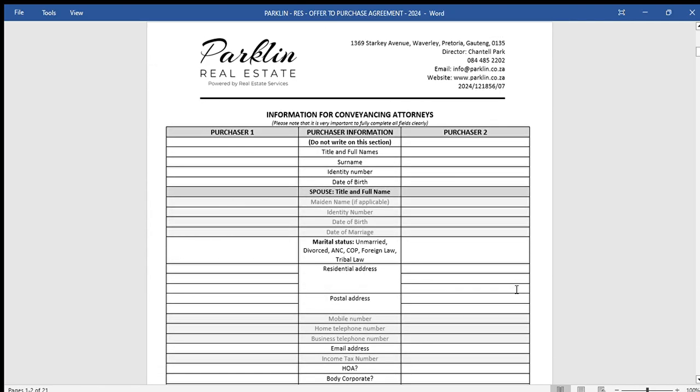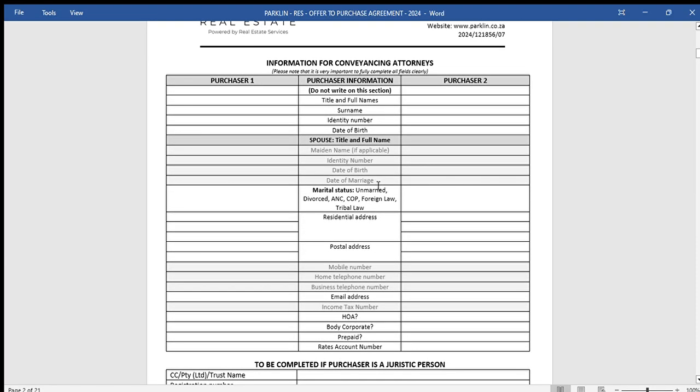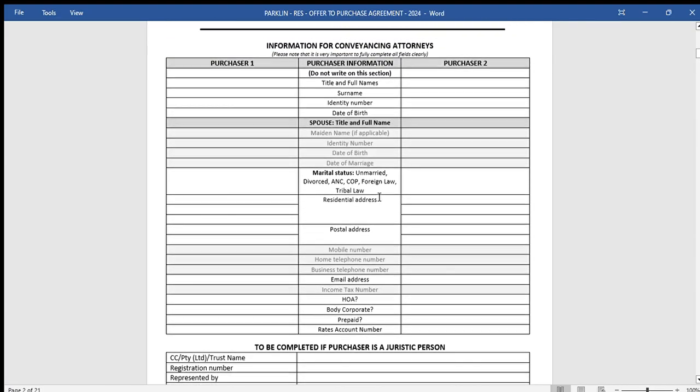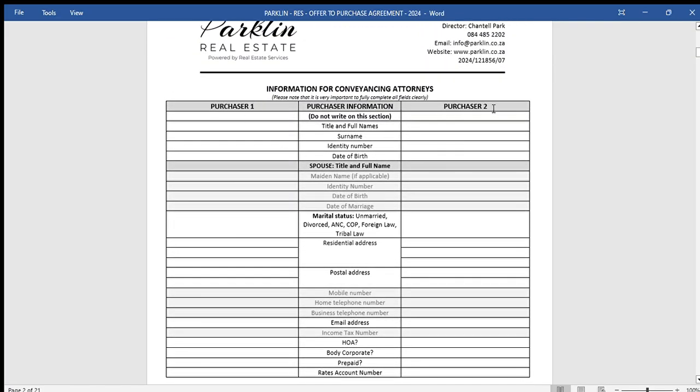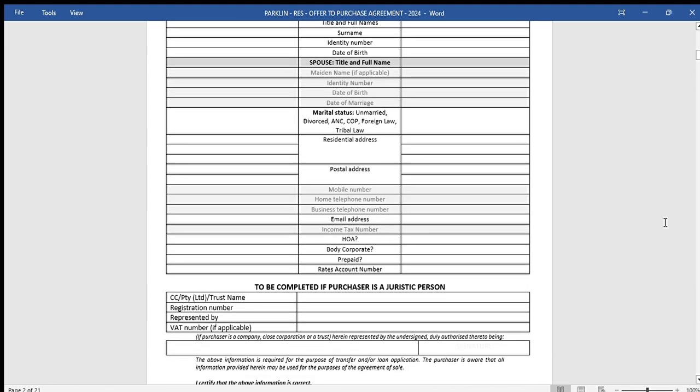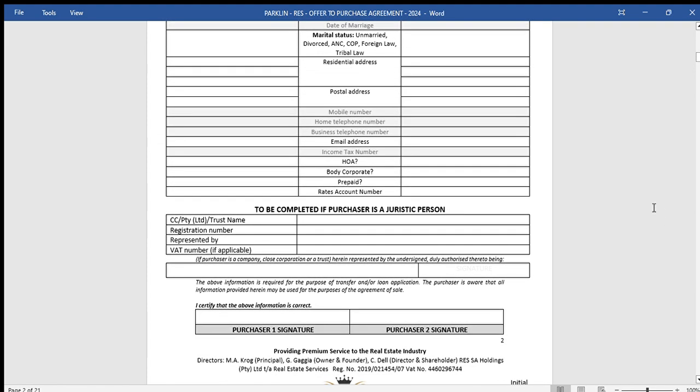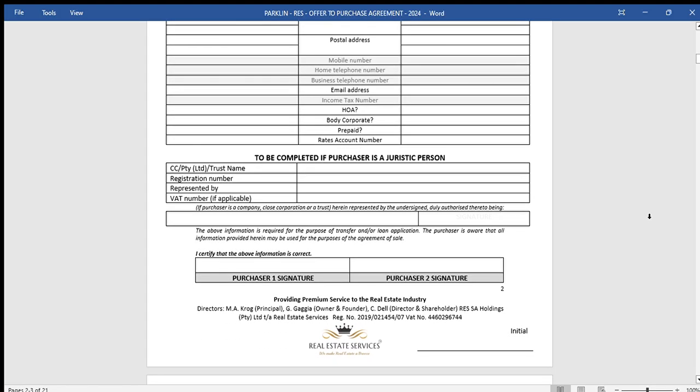If we go down to page number 2, information again for the conveyancing attorneys, all the purchasers' detail here, purchaser 1, purchaser 2. If you have 3 or 4 people buying this in their natural names, then obviously you can maybe make a copy of this page and just write purchaser 3 and purchaser 4. So all their detail must be completed on this page 2. Again, at the bottom of page 2, to be completed if the purchaser is a juristic person, meaning either a company, a closed corporation or a trust, and the detail of such juristic person must be completed on this page. And then again signed by the authorized person.